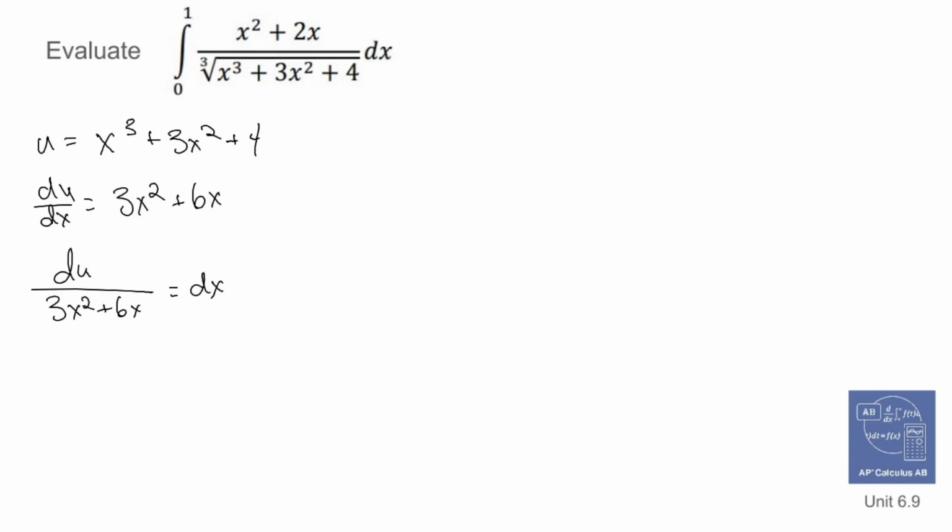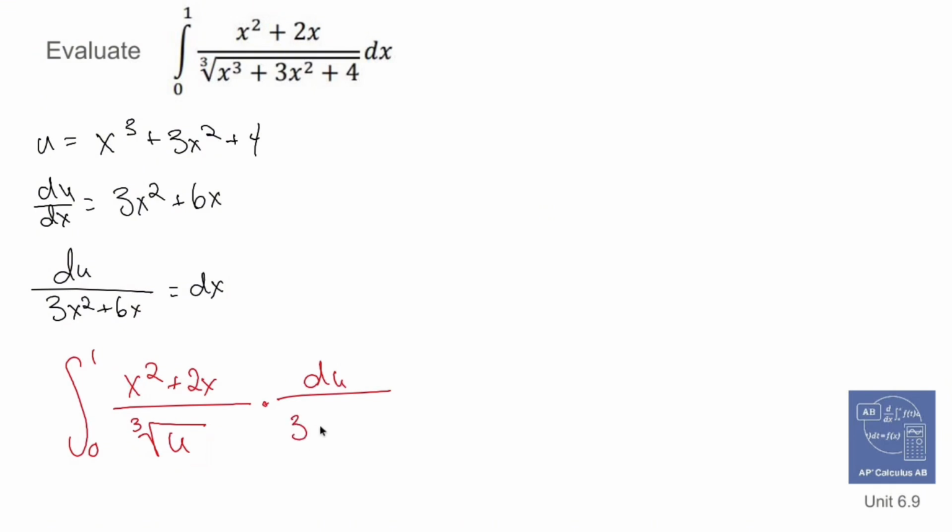All right? Now, let's take this up here, rewrite it out, and replace. First off, x squared plus 2x, nothing happens. That's going to be over the cube root of u. And then instead of dx, I'm going to write du over that. But while I'm at it, because I see some familiarity here, I'm going to rip out a 3, leaving me with x squared plus 2x. That allows these to cancel out.